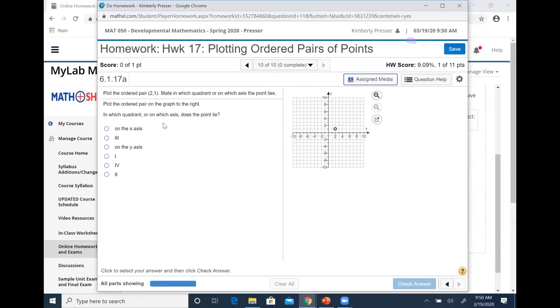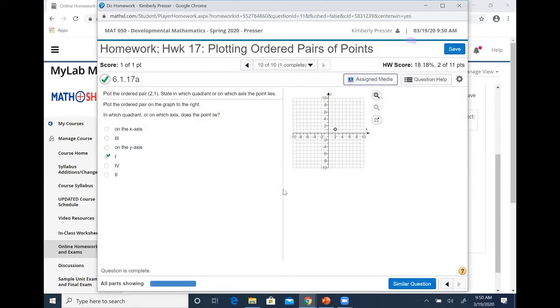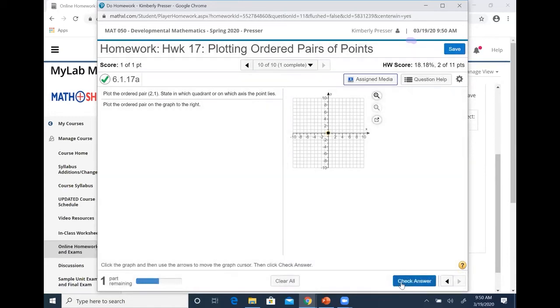It asks, in which quadrant does it lie? Remember, the quadrants are 1, 2, 3, and 4. So this is 1. That's all that question asks. So we could just do a similar one to practice. And it actually gave me the same point, 2, 1. But again, you can move around in here. So that's how you graph a point in my labs.